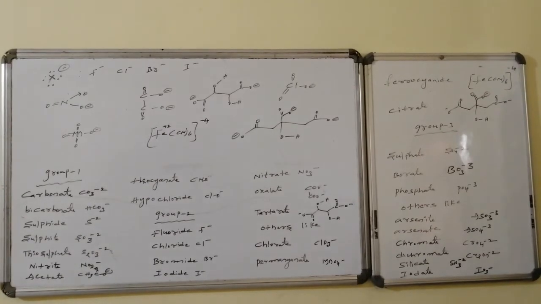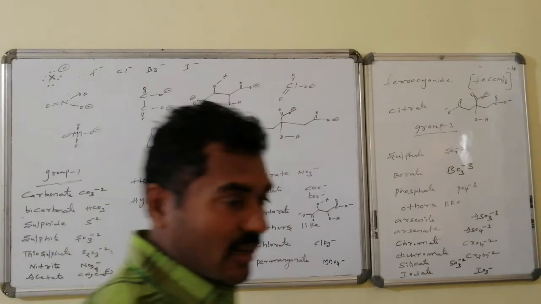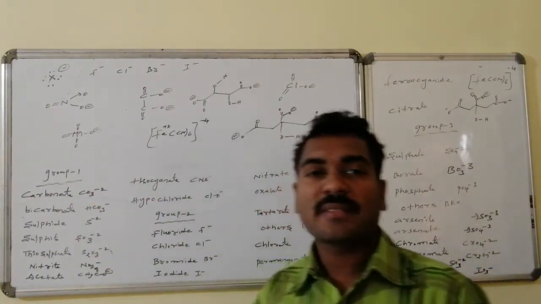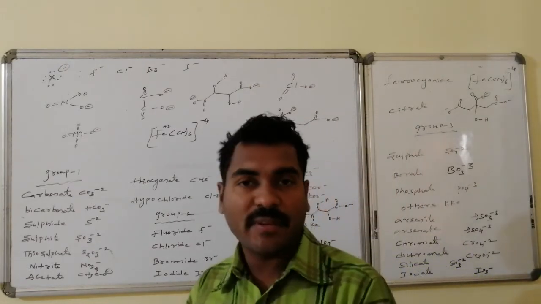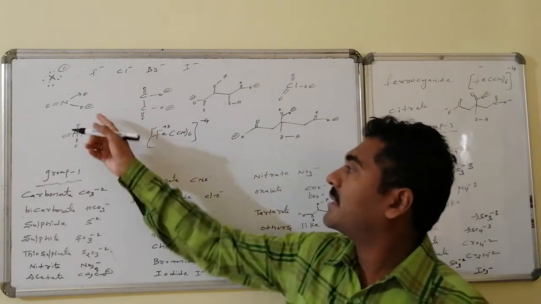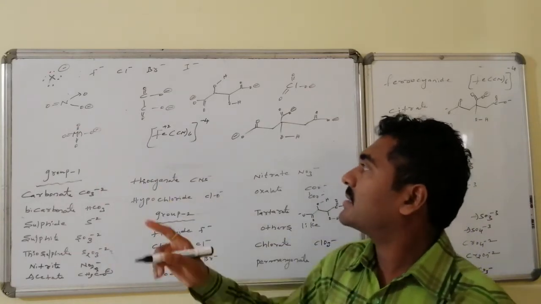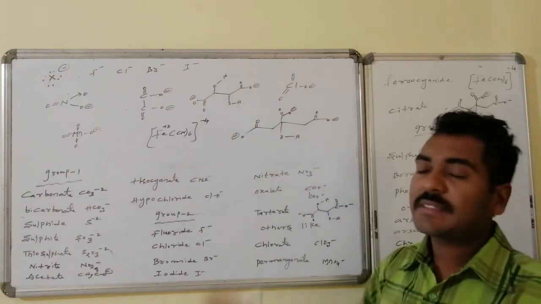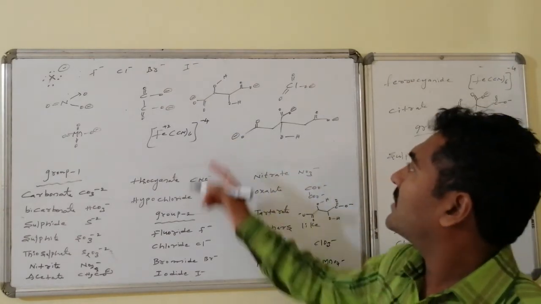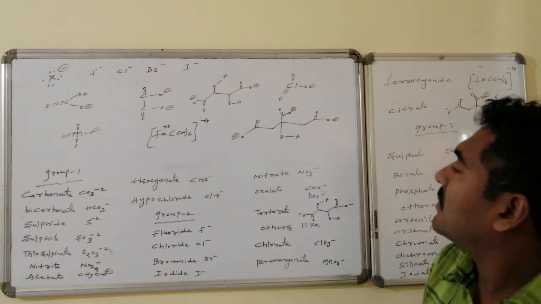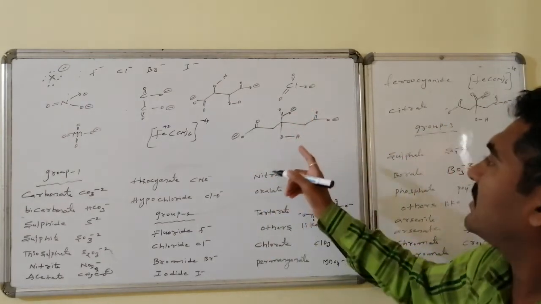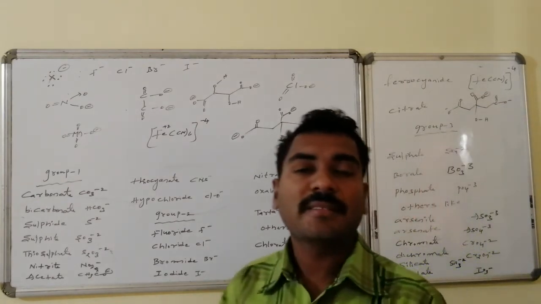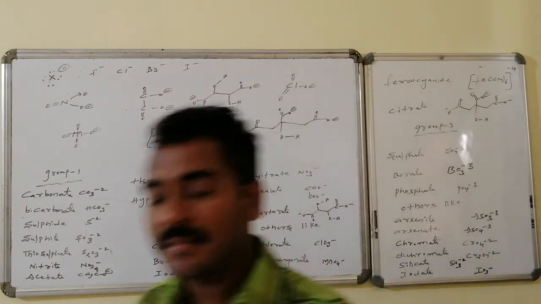The structures of the second A group radicals: these are the halides, fluoride, chloride, bromide, iodide. The halogen has 4 lone pairs, an extra 1 electron, and carries 1 unit of negative charge. This is the nitrate structure, this is the permanganate structure, this is oxalate, this is ferrocyanide, Fe(CN)6 4-, this is the chlorate structure, this is the citrate structure, and this is the tartarate structure. These are the corresponding structures of the second A group acidic radicals.